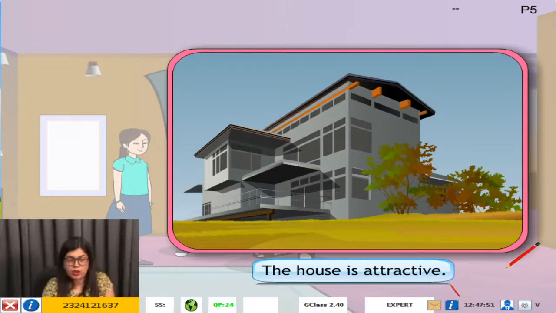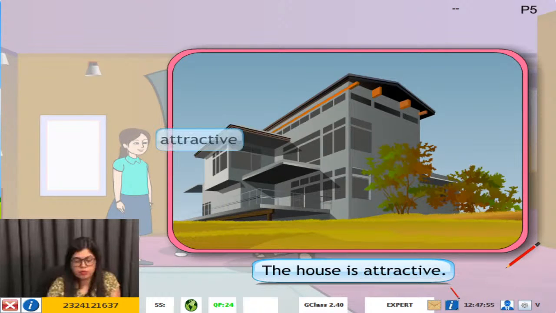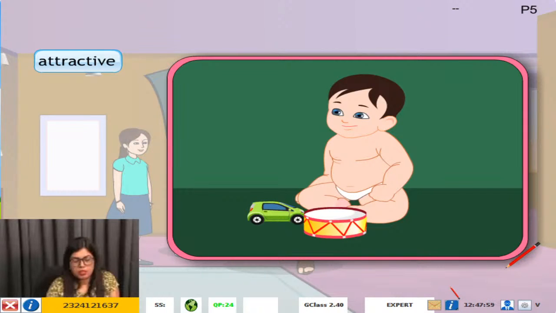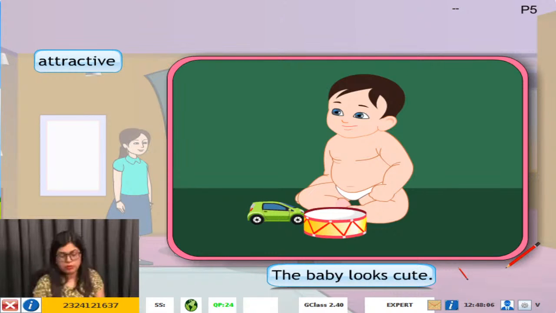The house is attractive. So here we have the word attractive. So what do you see in the picture? Yes, there's a baby, isn't it? The baby looks cute. So here we have cute.